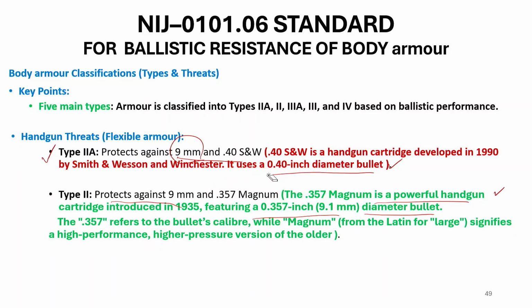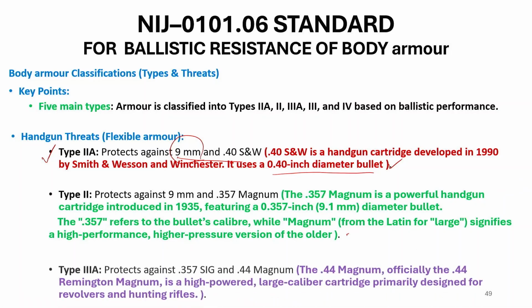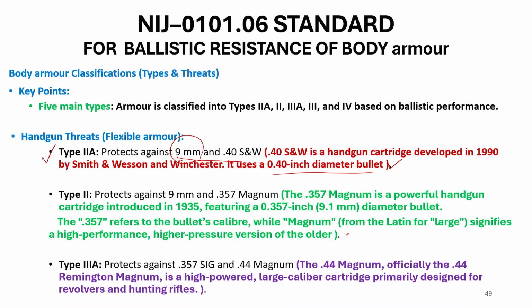And the 0.357 refers to the bullet caliber, while magnum is a Latin word for large. It signifies the high performance, high pressure version of the older version. So, that is some modified version, it is a higher threat. And 3A protects against the 0.357 SIG and 0.44 magnum. Okay. Earlier it was 0.4 magnum, here it is 0.44 magnum.